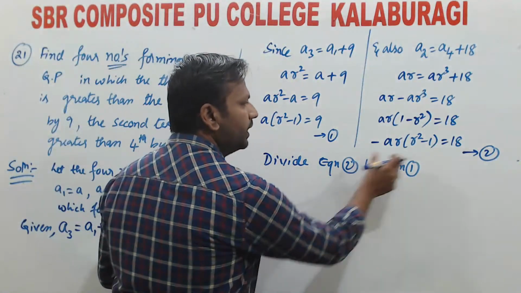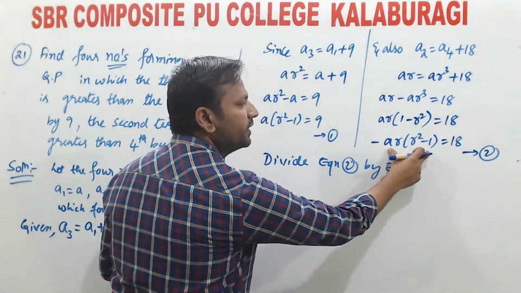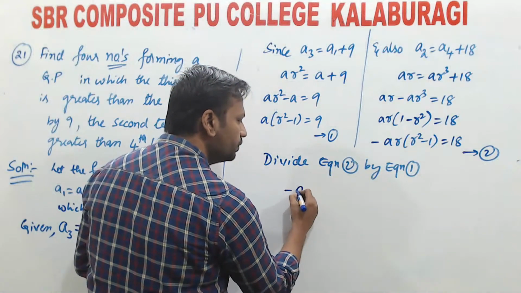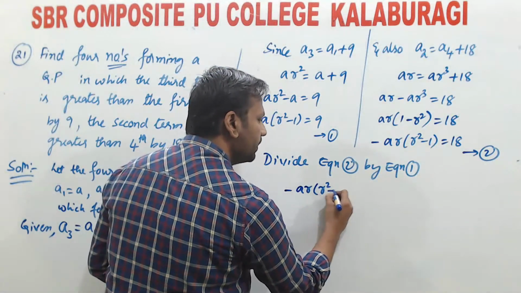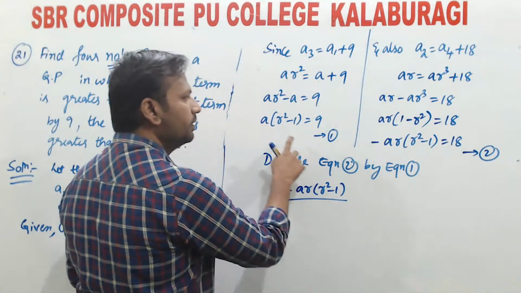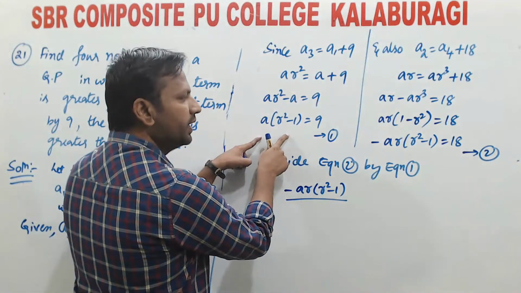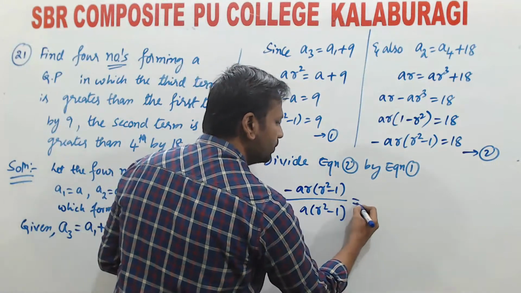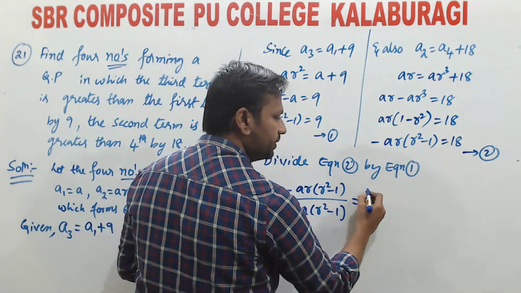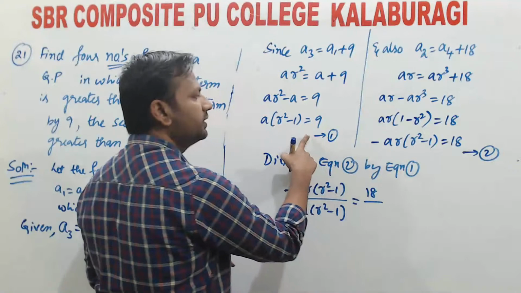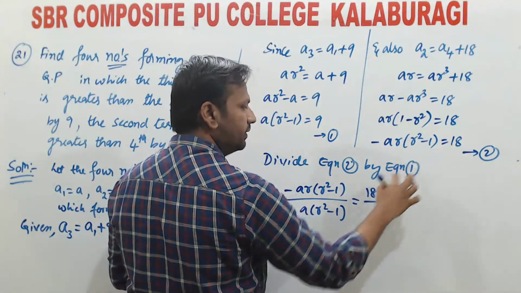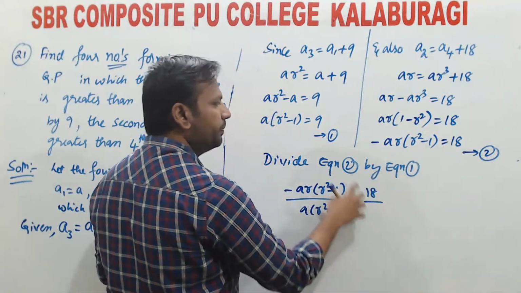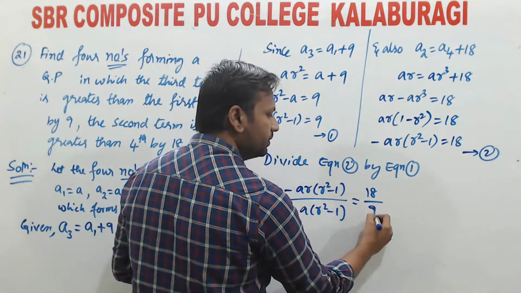So let me take equation 2 first. The LHS of equation 2, A r into r square minus 1, divided by the LHS of equation 1, A into r square minus 1, is equal to the RHS of equation 2, 18, divided by the RHS of equation 1, that is 9.